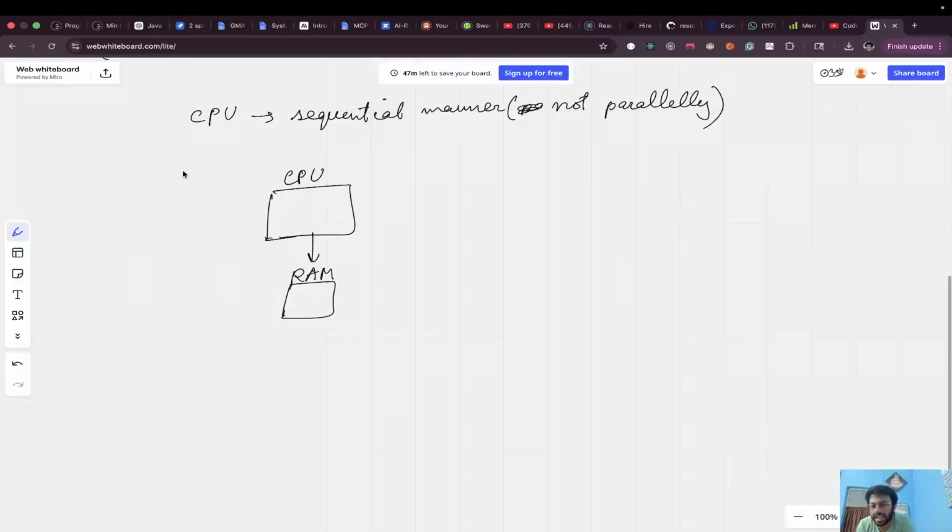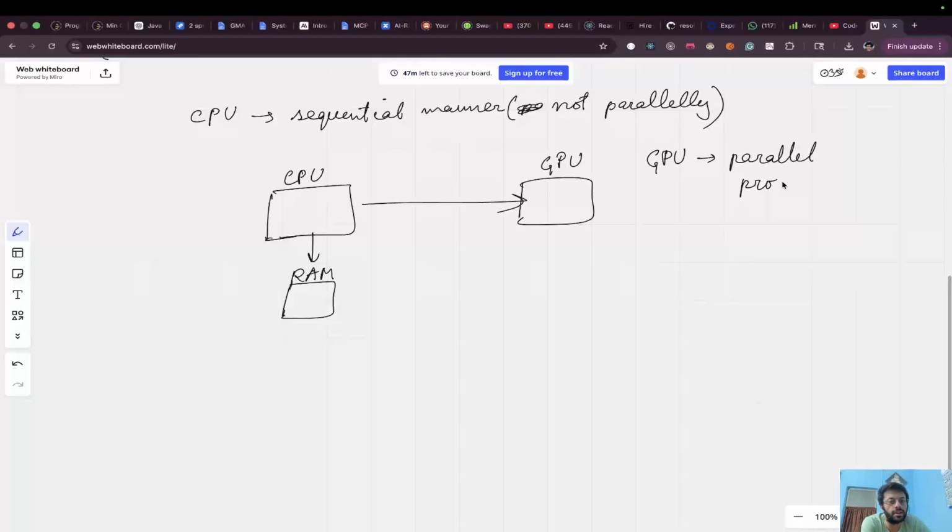So CPU delegates such tasks to GPU. Your computer will also have something called a GPU. CPU delegates these tasks to GPU because GPU can do parallel processing. So now GPU does the same task of multiplying 2000 cross 1000 matrices in a much lesser time, because it is able to do things in a parallel fashion.